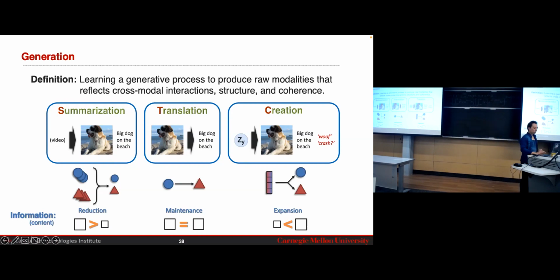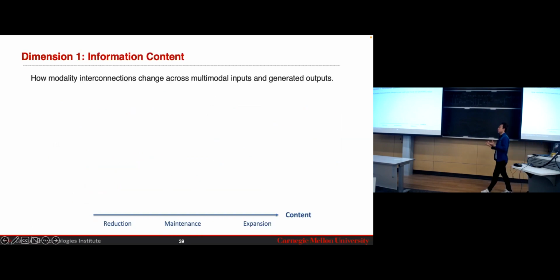And although these three you can think of as sub-applications, there's always two core dimensions in generation. One dimension is just how the information content changes. And we've seen that already, right? Can you reduce the information content, maintain the information content, or expand the information content? But underlying the information content is basically that of interconnections, right? All the content that we're looking at across modalities, we basically want to answer how these modality interconnections change as we do generation.